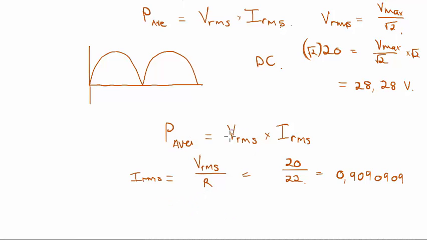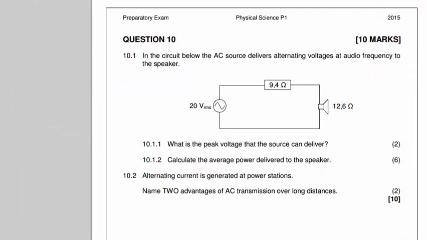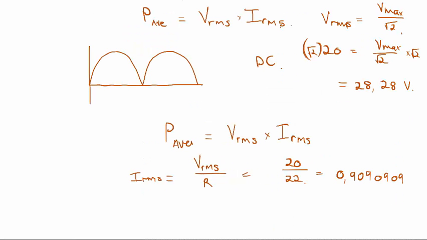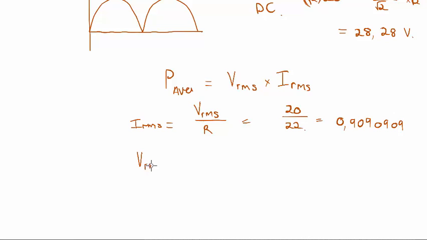They didn't ask me for that, they asked me for power, so I'm only going to round in my final answer. Okay. The next thing, guys, just notice what's important here. They ask, calculate the average power delivered to the speaker. So I need to know what was the current that the speaker gets, and the speaker gets the whole current because he's in series. But the speaker doesn't get all of the energy. The energy is being reduced by this, so he doesn't get the whole 20 volts RMS.